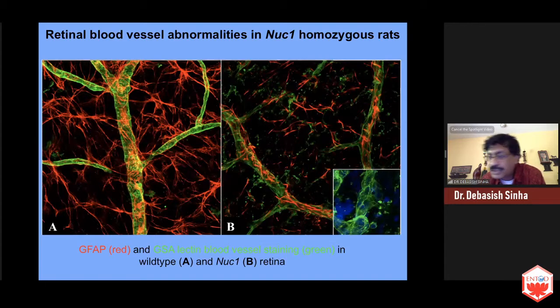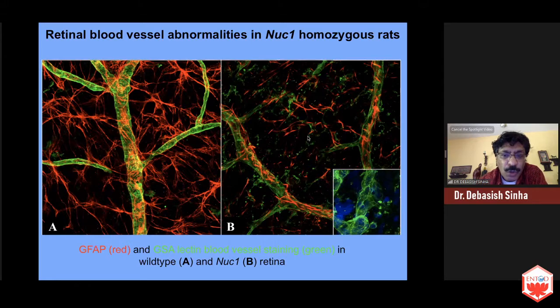One of the things that we do not understand is that in the retina, on the left part, this is from the wild type rats. You can see the red is astrocytes, the green is blood vessels. And we know that they enwrap the blood vessels. That is one of the important functions of astrocytes. Leakiness happens if the astrocytes do not ensheath properly. We do not see that in the retina of the Nuke rats. They do not seem to ensheath, and we know that they have leaky vessels.